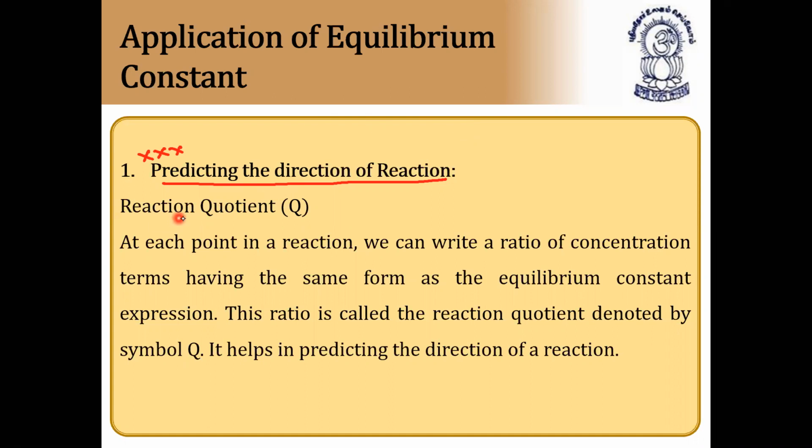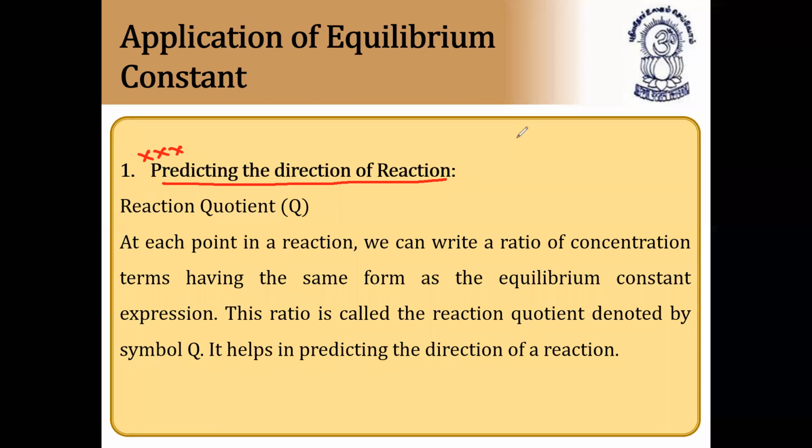First, the reaction quotient. At each point in a reaction, we can write a ratio of concentration terms having the same form as the equilibrium constant expression. This ratio is called the reaction quotient and is denoted by the symbol Q. It helps in predicting the direction of reaction. So from Kc, we can get the values of Q, the same way we calculate Kc.